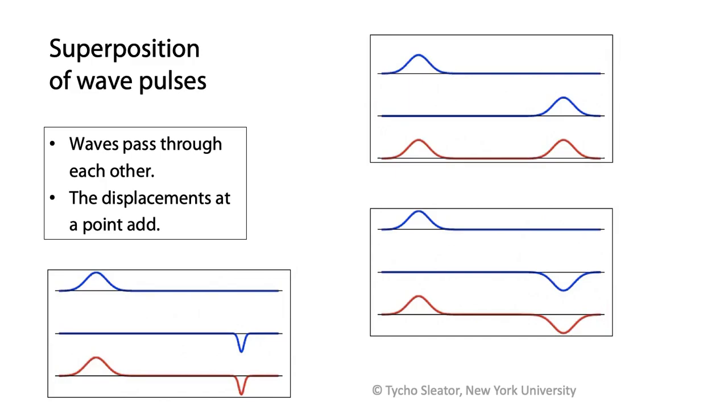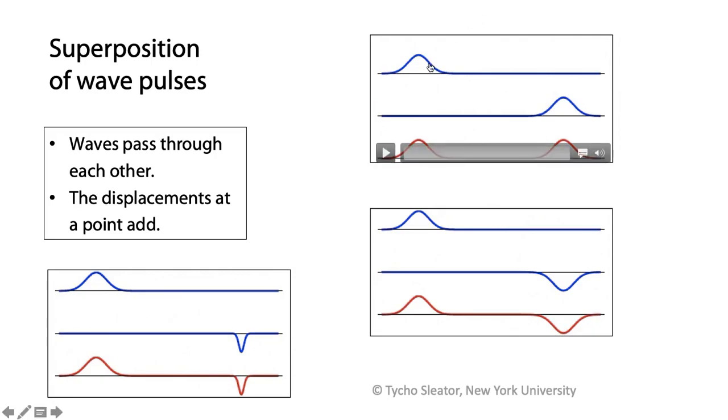Now, courtesy of a couple of websites, we can do some good illustrations of this. This is from New York University, Tycho Slater's website. Got a couple of animations here. In each of these cases, we have two blue wave pulses. So it's just one pulse of a wave traveling left to right or right to left. And then the red line underneath represents the two of them added together.